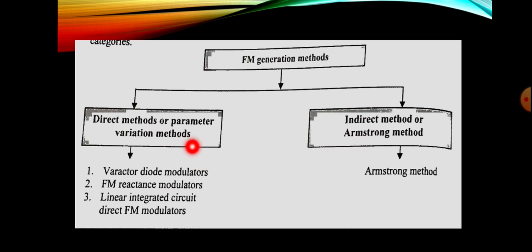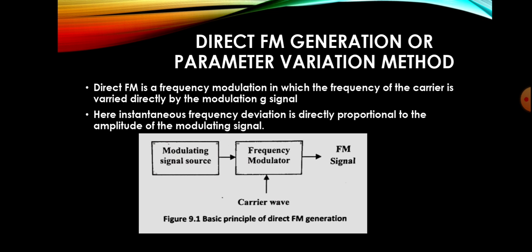Under the direct methods, the different methods are the varactor diode method, FM reactance modulators, and linear integrated circuit direct FM modulators. Here we are interested in varactor diode modulators. First of all, let us see what direct FM generation, or the parameter variation method, is.